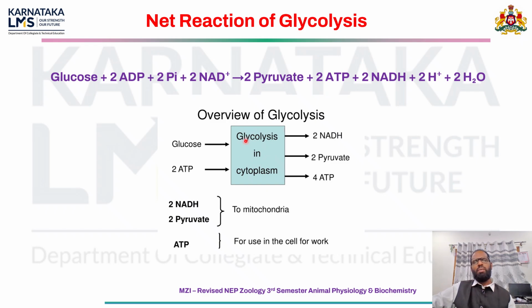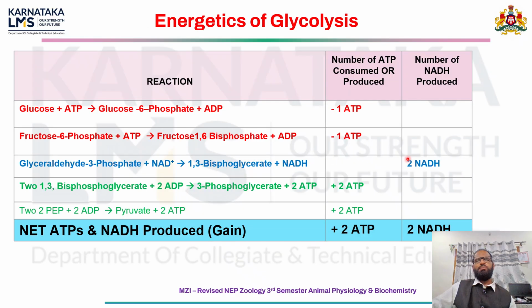Glycolysis takes place in the cytoplasm. A molecule of glucose will be utilized, and that will be oxidized into 2 molecules of pyruvate. 2 ATP molecules will be consumed in the preparatory phase, and that is responsible for the generation of 4 ATP molecules and 2 NADH. Since we already invested 2 ATP molecules, there is a net generation of 2 ATP molecules. Okay, this is the energetics of glycolysis.